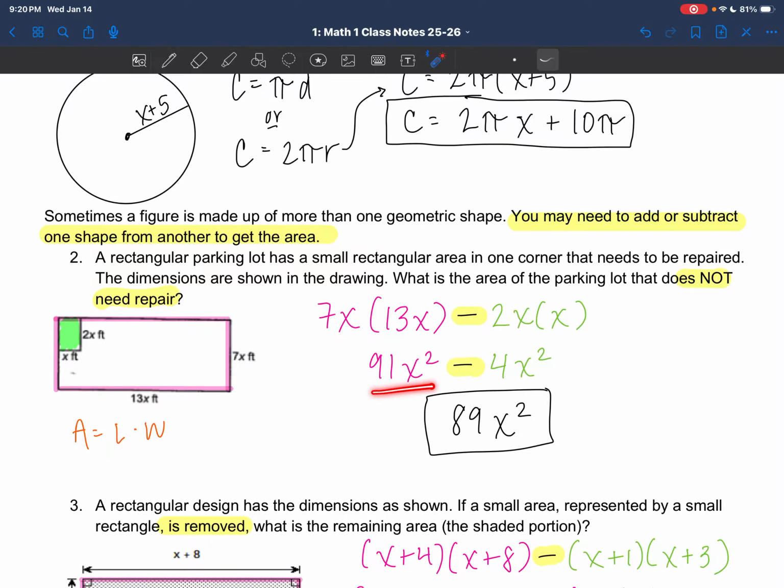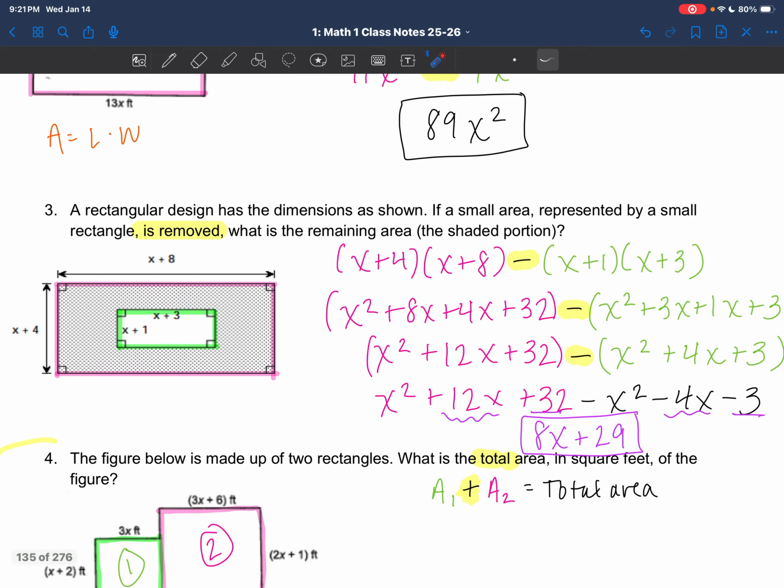And then that's going to give you 91x squared, because remember, when you're multiplying the same base, you add the exponents. All right, so that is for the big part. Now we have to find the area of the small part. So that's 2x times x, and that gives you 2x squared. And then remember, since we're taking that away, we need to subtract. Notice they both have the same variable and exponent, so they're like terms. So all we have to do is combine those to get 89, and then bring down your variable and exponent.